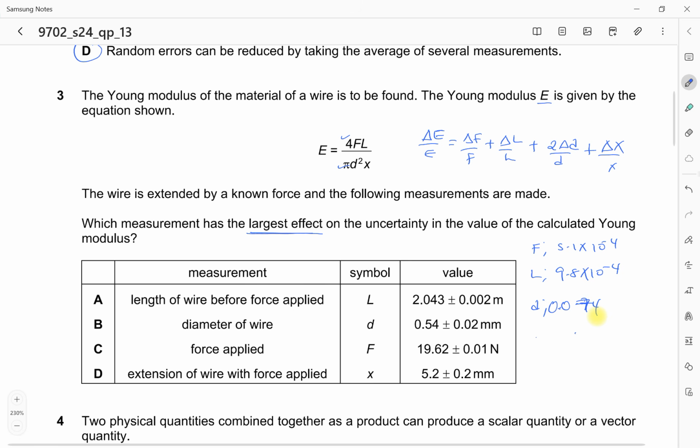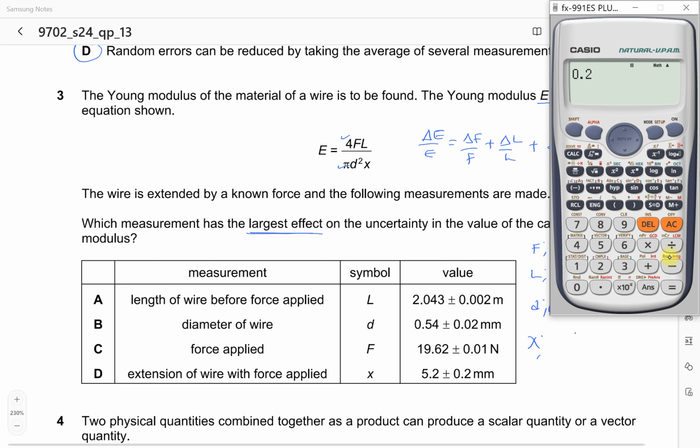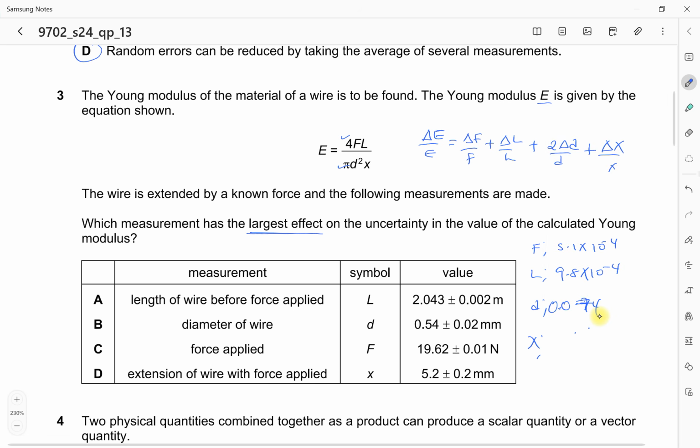Then for X, its contribution is 0.2 divided by 5.2, which is 0.038. So for X it is 0.038. So we notice that D was giving the biggest contribution, which was 0.074. So the answer is going to be B.